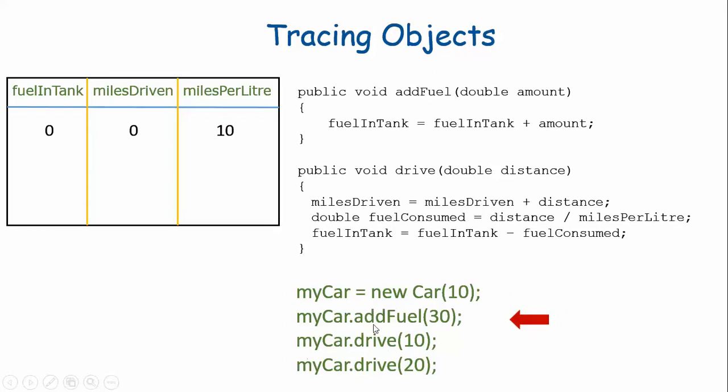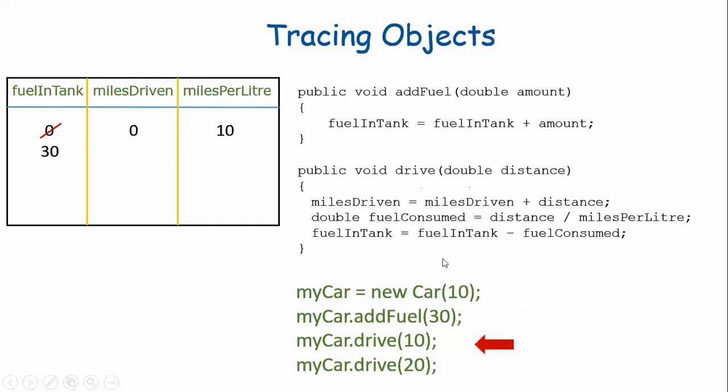The next step is that we are calling the method addFuel on my new car object, and I'm passing the value 30. So let's go to this addFuel method. In the addFuel method, this value 30 needs to be added to fuel in tank. So the updated value of fuel in tank becomes 30. Next step, it goes to the drive method of my car object.